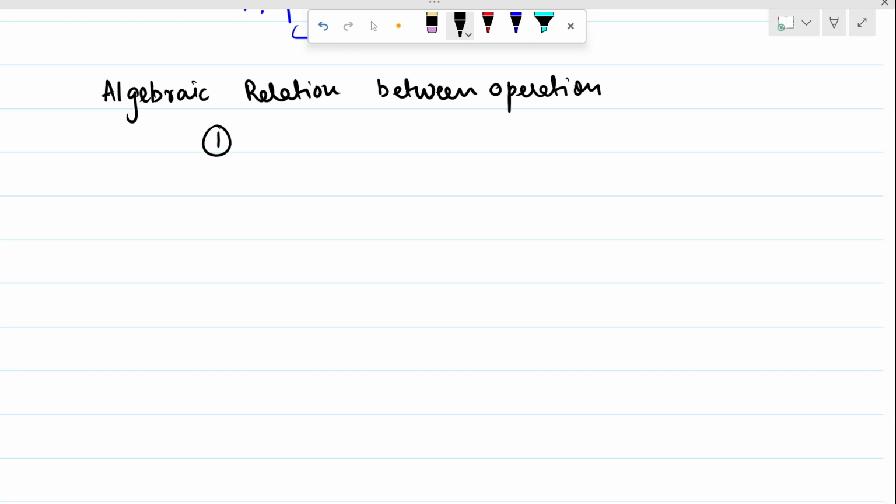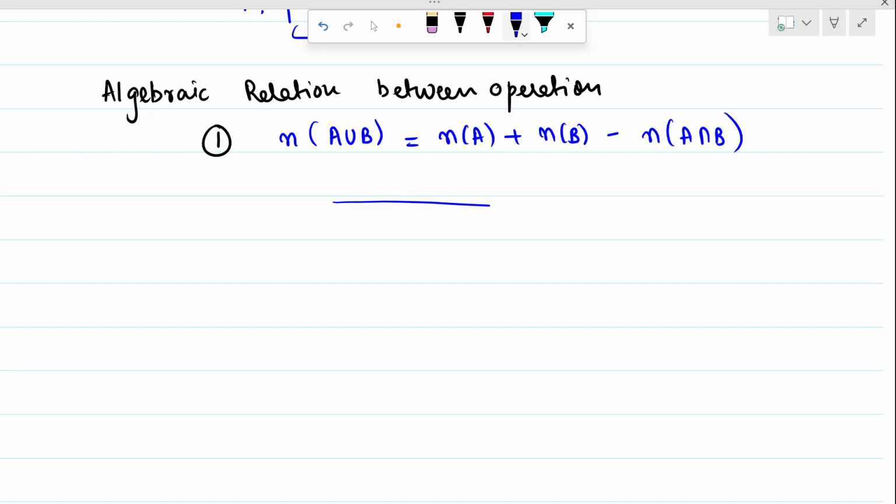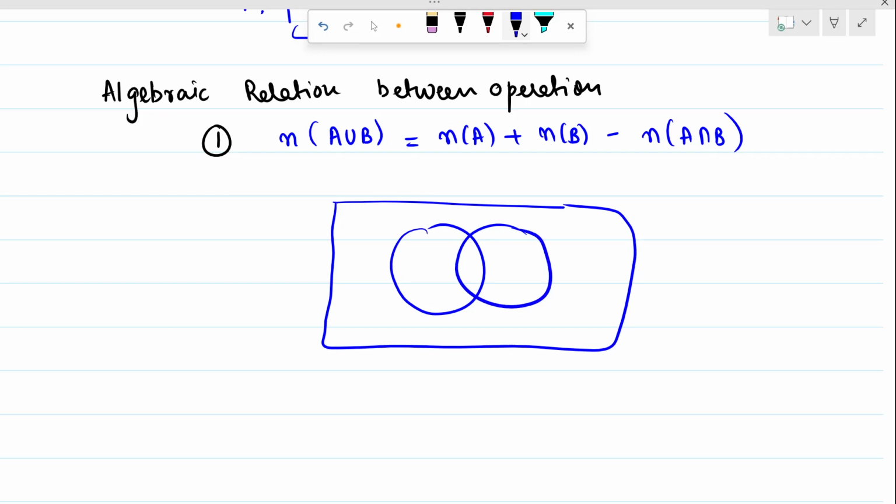So first we have number of elements in A union B is equal to number of elements in A plus number of elements in B minus number of elements in A intersection B. So if we have a Venn diagram, this is A set and this is B set, then this is N A and this is N B, and this region is N A intersection B.